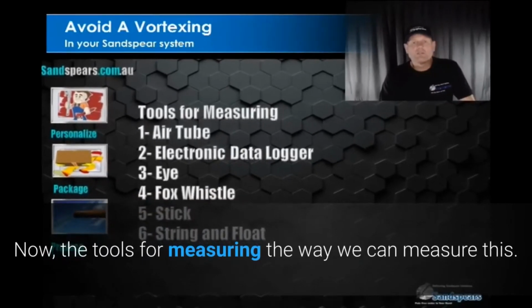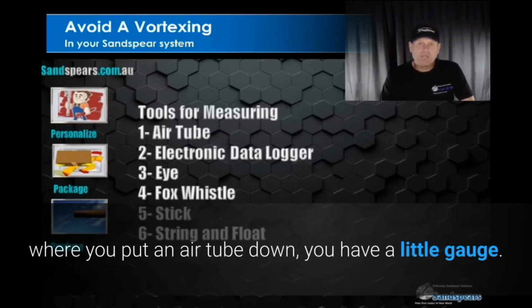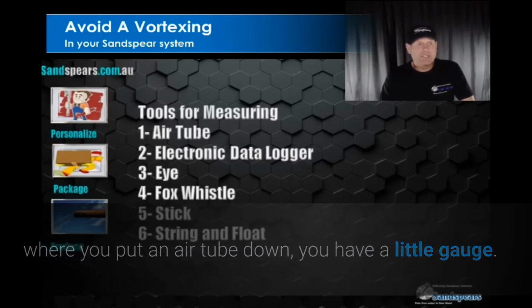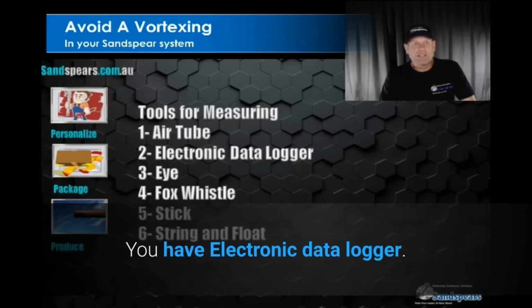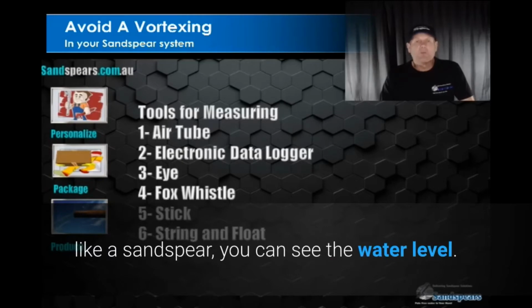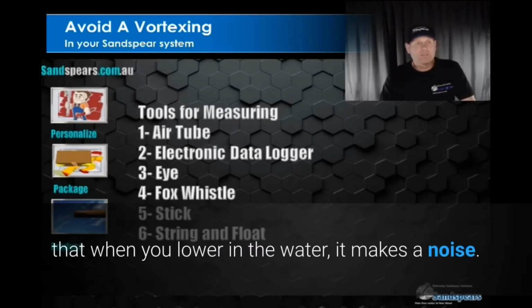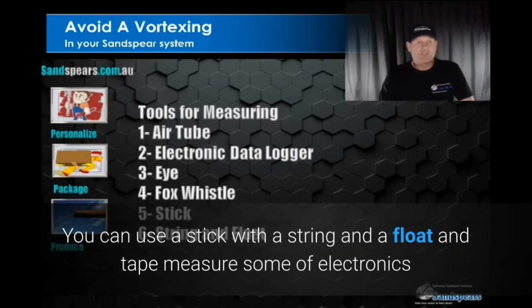Now, the tools for measuring, the way we can measure this, as you can see, we have an air tube. This is where you put an air tube down. You have a little gauge. You can have an electronic data logger. You can just use your eye. Quite often when it's only a shallow bore like a sandspear, you can see the water level. You can use a fox whistle. That is a little whistle that when you lower it into water, it makes a noise. You can use a stick with a string and a float and tape measure.